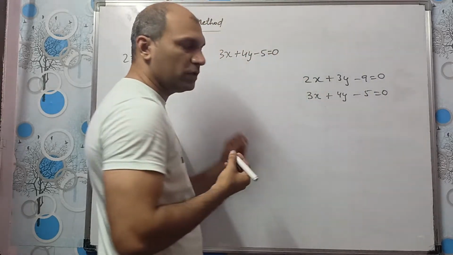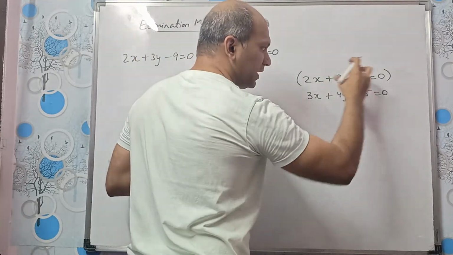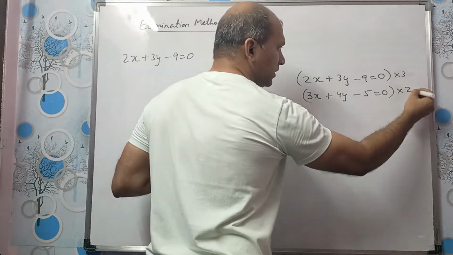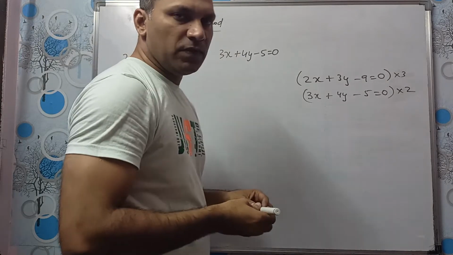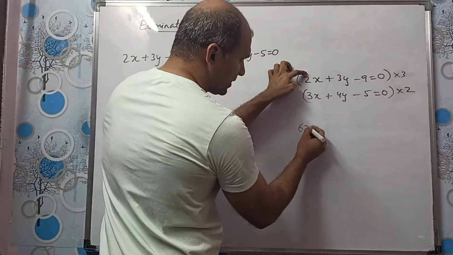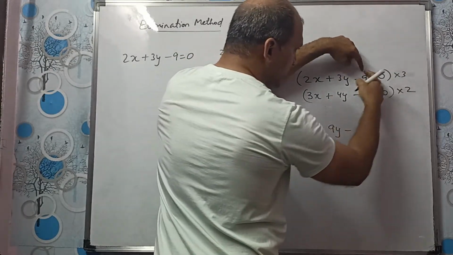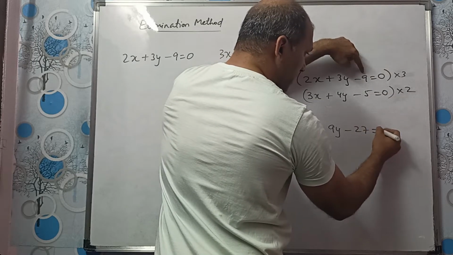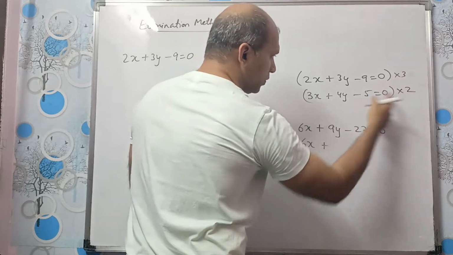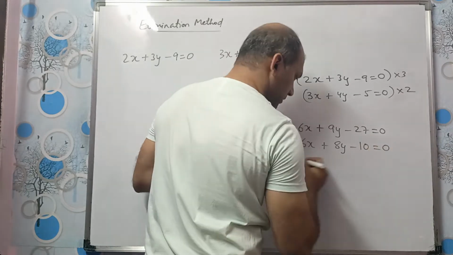See, these are the original equations, right? We should multiply this complete equation with this number 3 and this complete equation with this 2. What will happen if you multiply it like that? See, 2x into 3 is 6x, plus 3 into 3 is 9y, minus 9 into 3, 27, equal to 0. Now 2 into 3, 6x, plus 2 into 4, 8y, minus 2 into 5, 10.